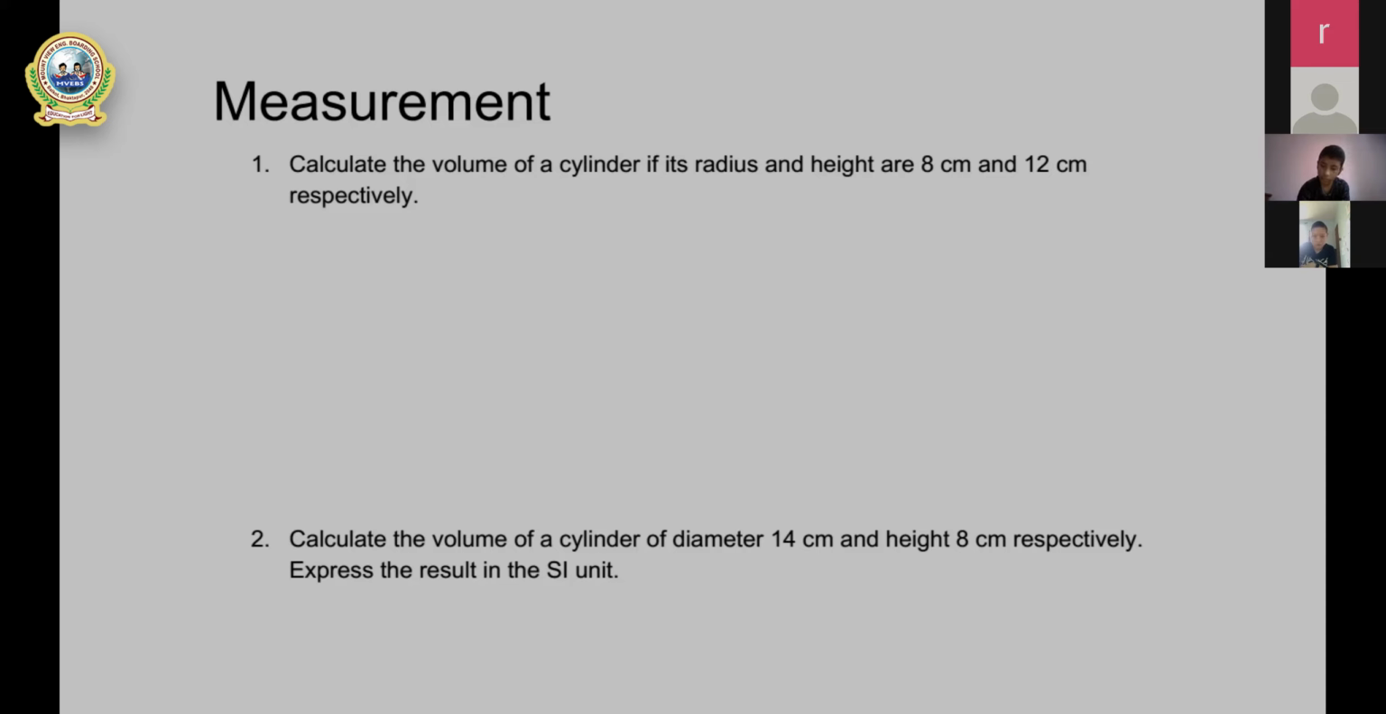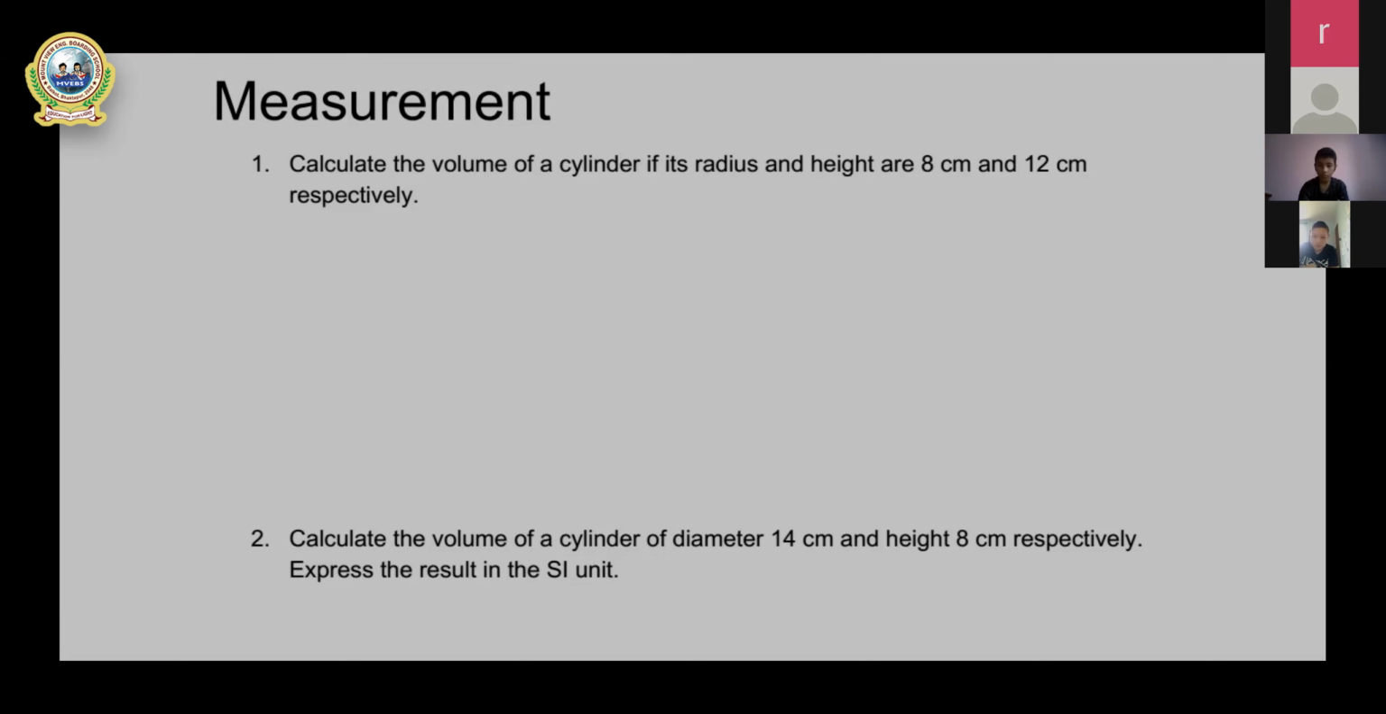So did you get the question? You are asked to find the volume of a cylinder when the radius and height are given. Last time I asked you to simply write the formula to find the volume of a cylinder. Now everybody knows. Let's start solving this problem. Radius is given 8 centimeter and height is given 12 centimeter.